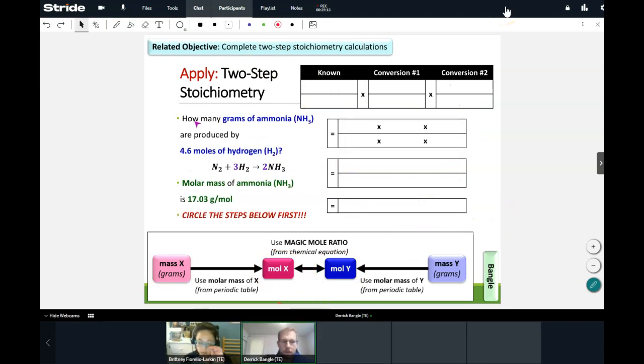Our question here says, how many grams of ammonia, NH3, are produced by 4.6 moles of hydrogen? All right. If you are able to participate in the main chat, go ahead and tell me, what is it that we are starting with? What do they give us to start with? Give me the amount, the unit, and the compound. Starting with that specific number.